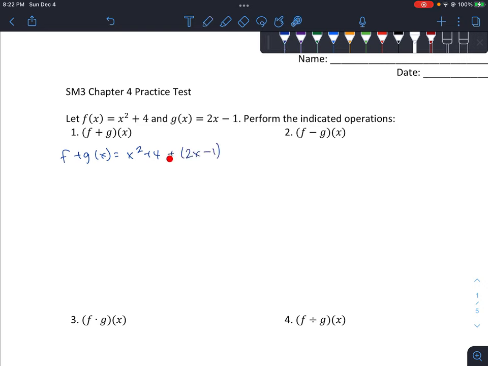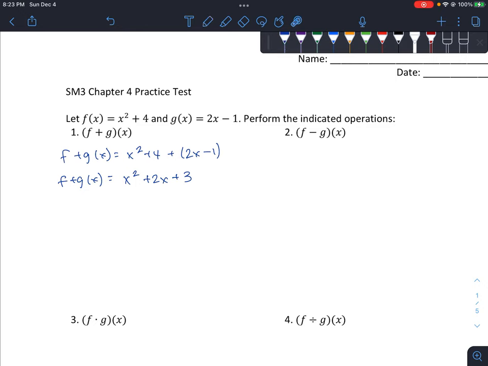Now, because I'm adding, the parentheses don't really do anything, not necessarily needed. So what I'm looking to do is just combine any like terms. There's no x squared term in the other one, just the one x squared term. So x squared, no other x term other than the 2x, so plus 2x. And then I have the 4 and the minus 1, so that's going to be plus 3. So this right here is my f plus g of x.